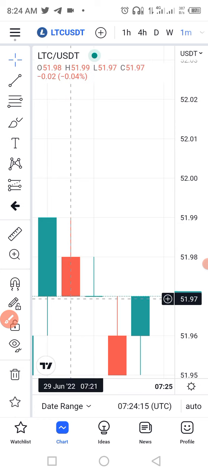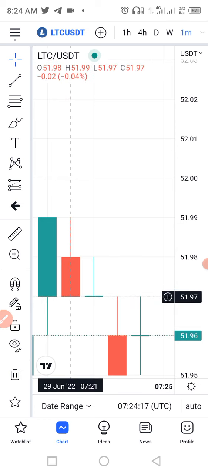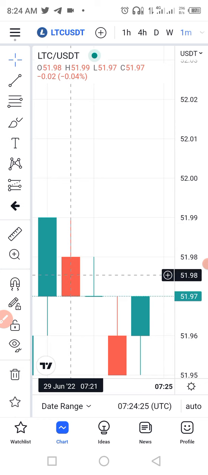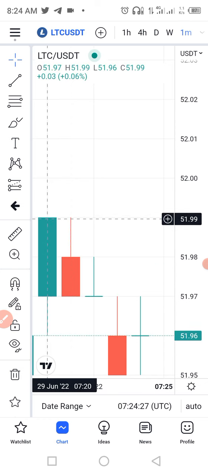Let's check where it started. This is the low, the lowest. That's $51.97, the lowest point it reached in this particular minute. Now let's look at the high. The high is just the highest point at which the coin was able to reach. That is 51.99. So you can see the low is 51.97.